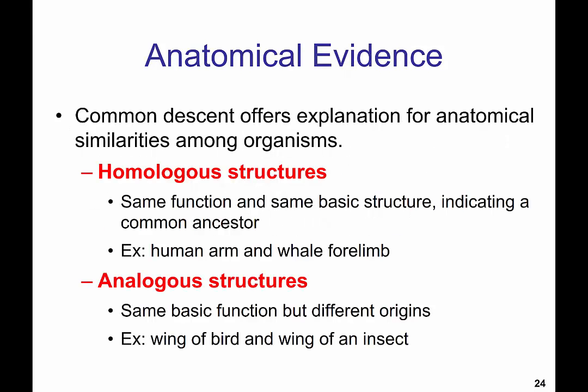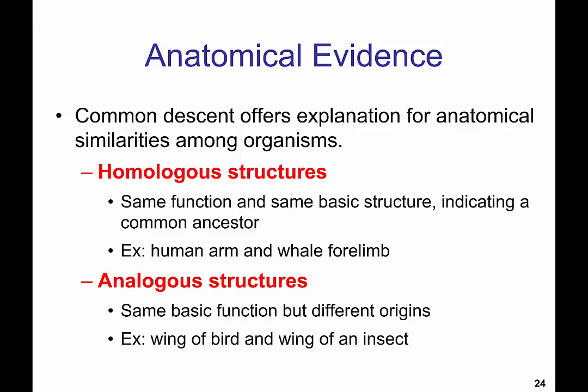First, we'll look at anatomical evidence. Common descent offers explanation for anatomical similarities and differences among organisms. We have three different structures we need to define. We have homologous structures, analogous structures, and vestigial structures. Homologous structure, we see that homo, root word meaning same, they have the same function, the same basic structure, and indicate a common ancestor. So for example, the human arm and the whale forelimb all have similar structure. We'll look at some other examples of this momentarily.